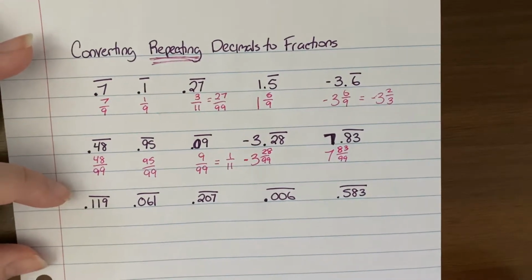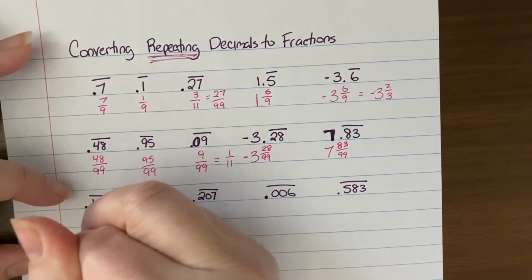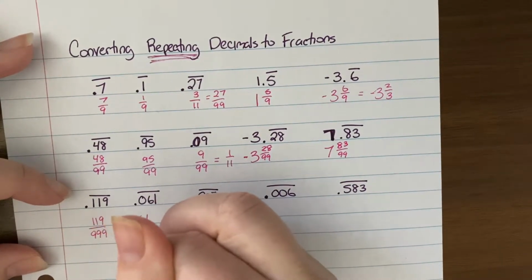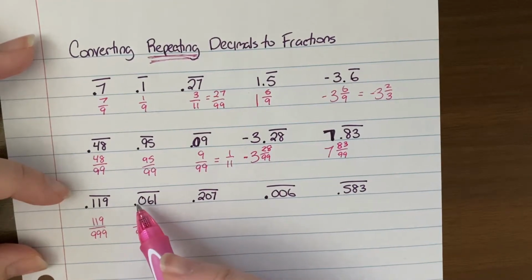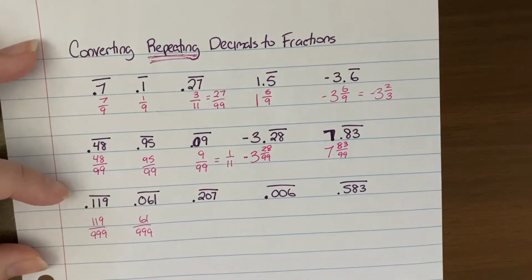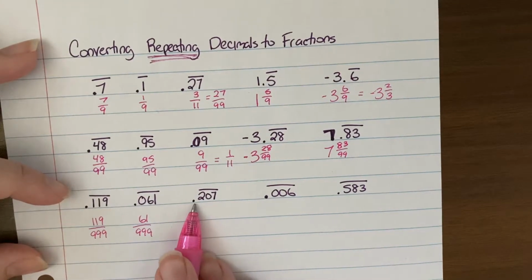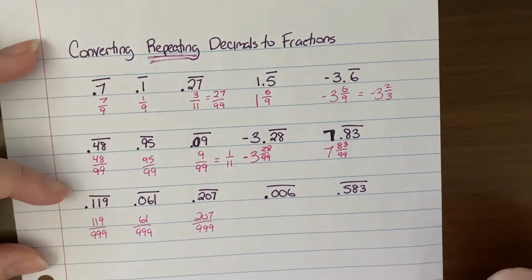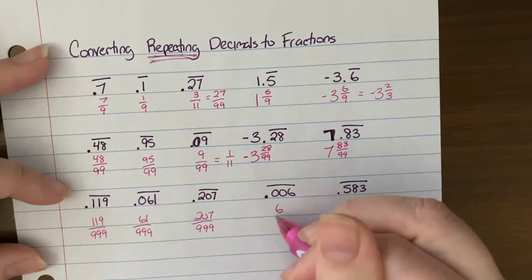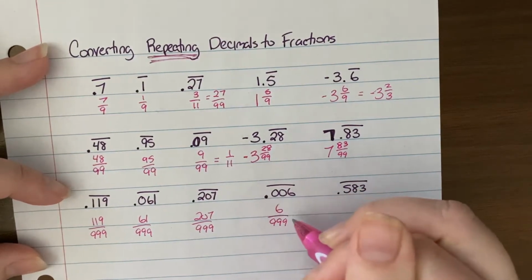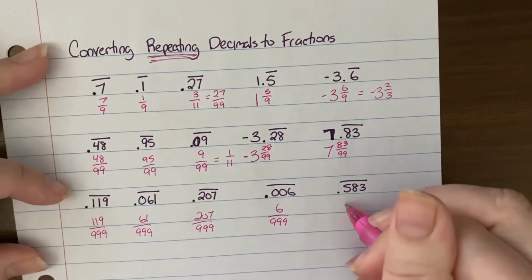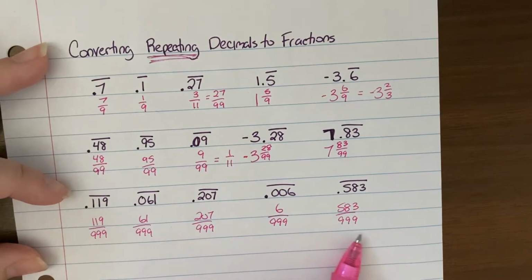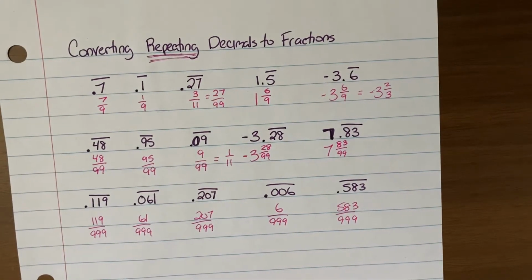Three digits repeating, guess what? I think you guessed it. It'll be over 999. 61 over 999. You've got to watch out for that. Okay, you can put 061, I guess, but that's not technically how we would write the number 61. 207 over 999. This is just 6 over 999. All those zeros right here pushed it to the 999ths. And then 583 over 999. Now, I'm sure some of these can be simplified, but we're not going to focus on that in this video.